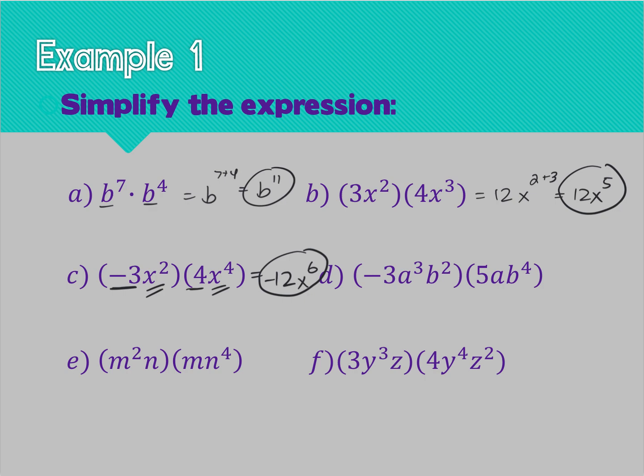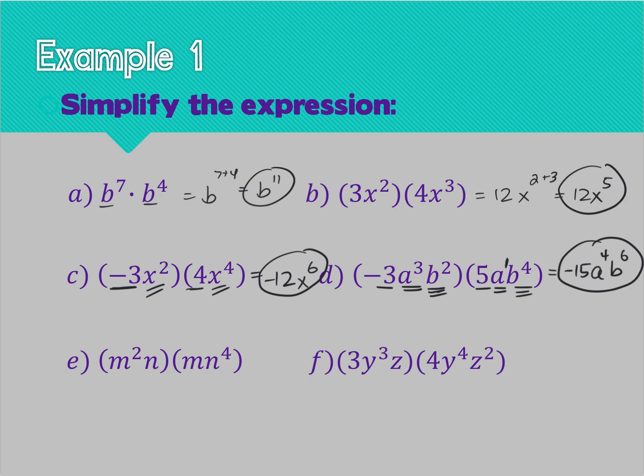When I go to d, notice now I have 2 variables here, and that's okay. So it's -3a cubed b squared times 5a to the 1st power b to the 4th. I recommend that you write that little 1 up there above that a so that you don't forget there's a 1 there. And so we'll start with the numbers. -3 times 5 is -15. And then we've got a cubed times a to the 1st is going to be a to the 3 plus 1, or a to the 4th. And then we have b squared times b to the 4th. So it's going to be b to the 2 plus 4, or 6. So there's my final answer. And then we go to the last couple.